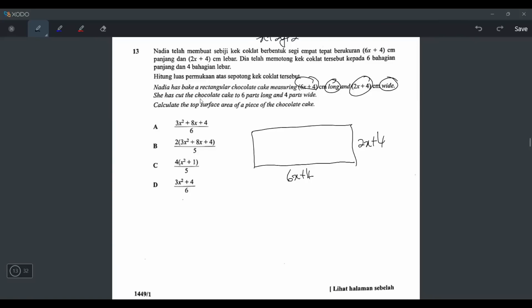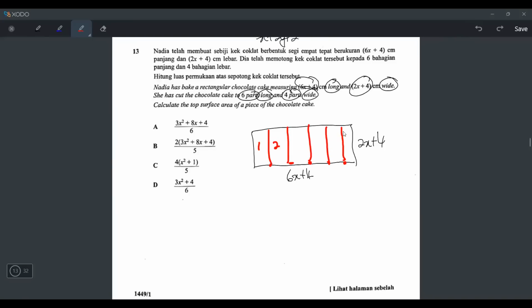And then it says she has cut the chocolate cake into 6 parts long, 4 parts wide. Calculate the top surface area of one piece of chocolate cake. Okay, we don't try to find the top surface area first. We try to cut this into 6 parts long, 4 parts wide. So let's use a red color pen to cut it. This is the long, the horizontal one, but I have to cut it into 6 parts equally. So how to cut it? So let's say here 2, 3, 4, 5. So cut, cut, cut, cut, cut, and you get 6 parts. 1, 2, 3, 4, 5, 6.